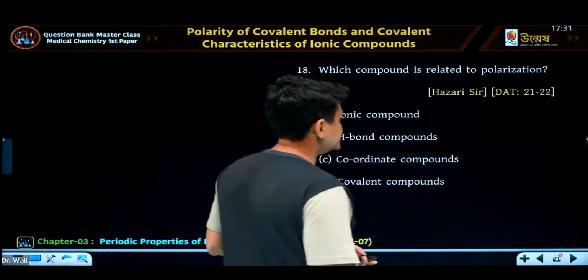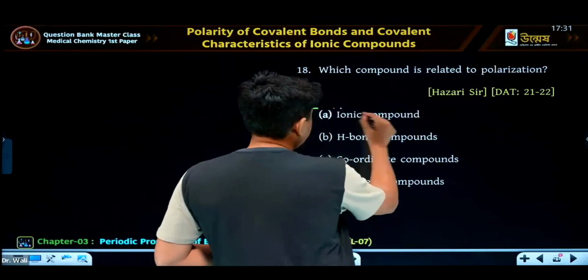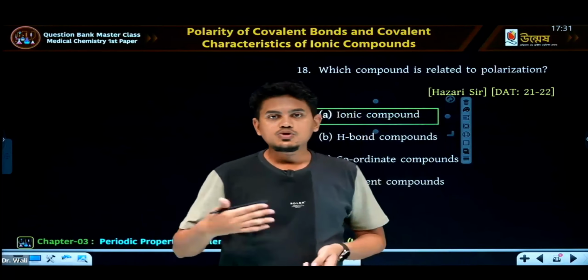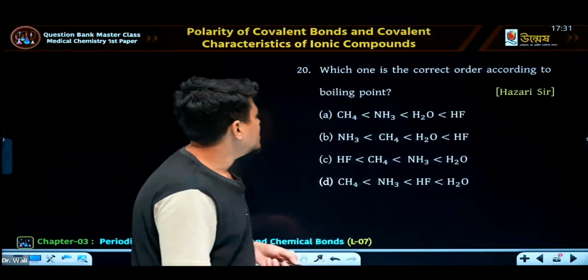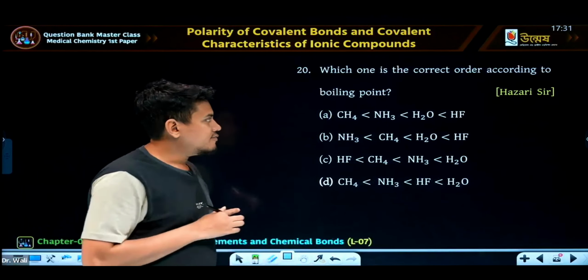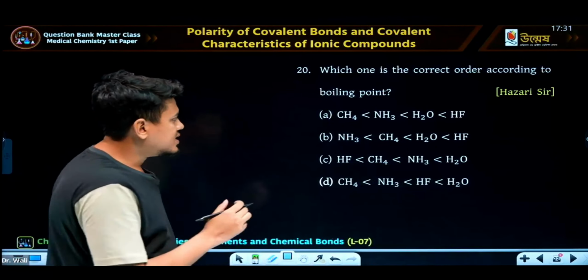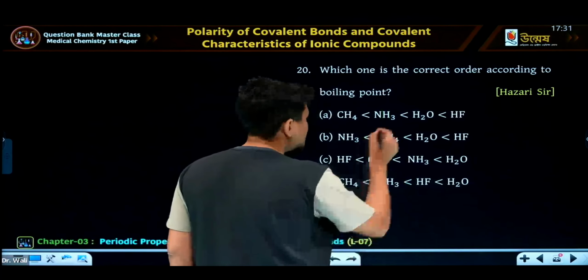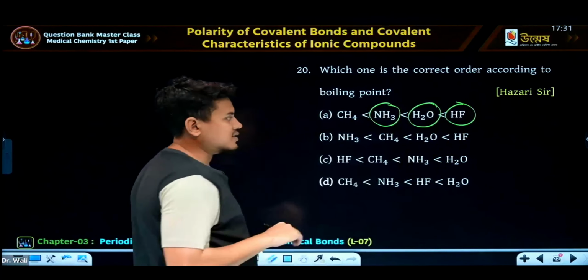Which compound is related to polarization? Certainly ionic compound, right? Because ionic compound shows covalent characteristics by being polarized. Which one is the correct order according to boiling point? Okay. This order actually depends on the hydrogen bond. As you can see here, in case of ammonia and in case of hydrogen fluoride and in case of water, there will be hydrogen bond.